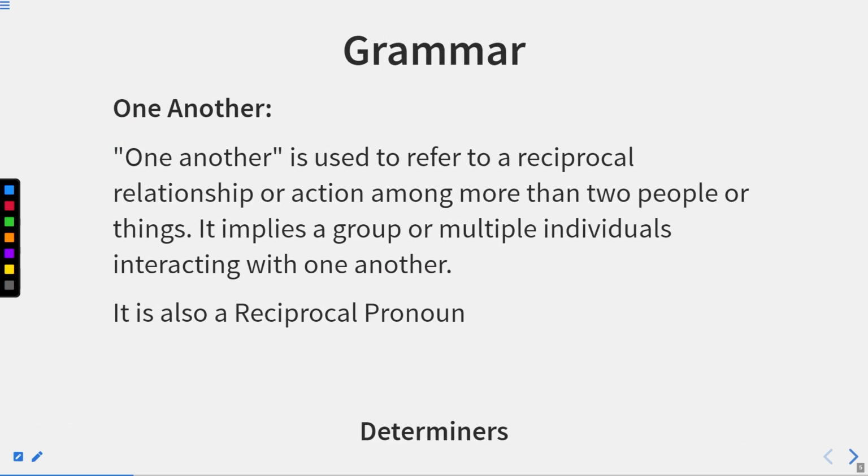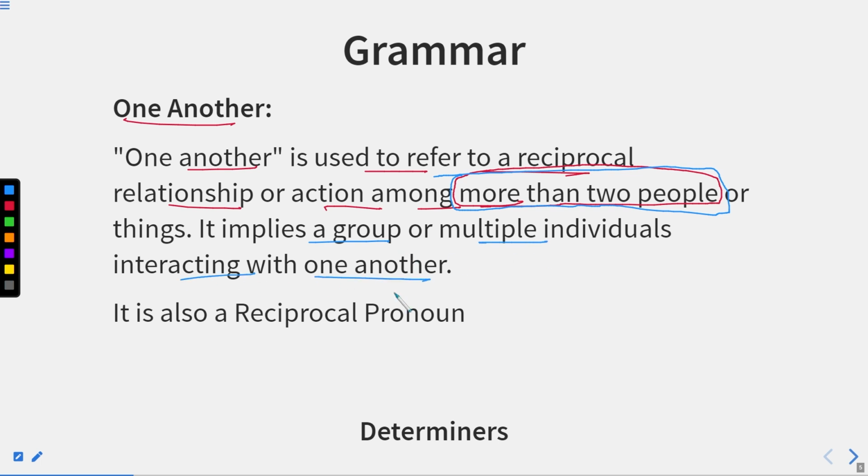One another. Now what does this mean? One another is used to refer to a reciprocal relationship or action among more than two people. Now here the key part is more than two people. It means whenever we talk about any reciprocal action or reaction, if we talk about two persons, we are talking about each other. But if we are talking about more than two people, the phrase that is used will be one another and not each other. It implies a group or multiple individuals interacting with one another. It is also a reciprocal pronoun.